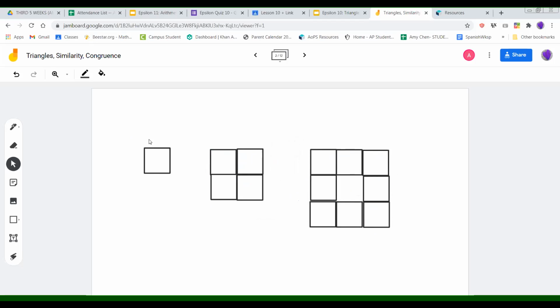So now you see, here is a square with side length 1. This is a square with side length 2. And this is a square with side length 3. But the area of this square is 1, and the area of this square is 4, and the area of this square is 9. So even though the side lengths are directly proportional, the areas have to be squared, you see?